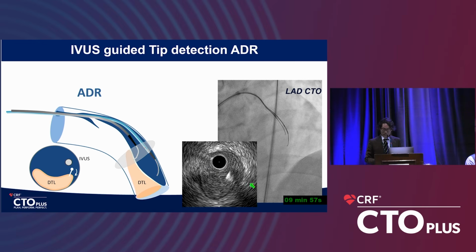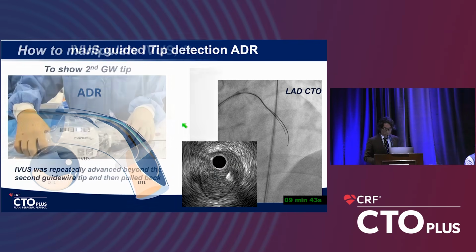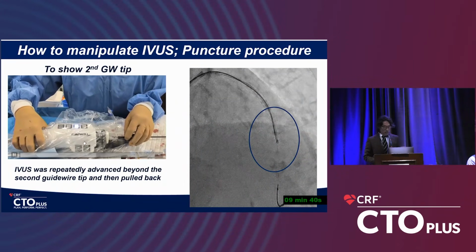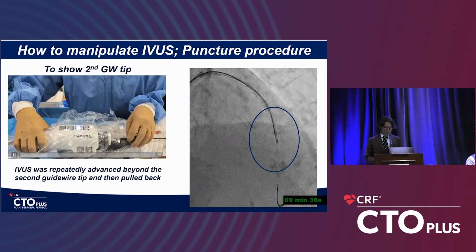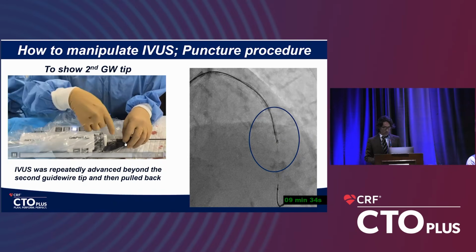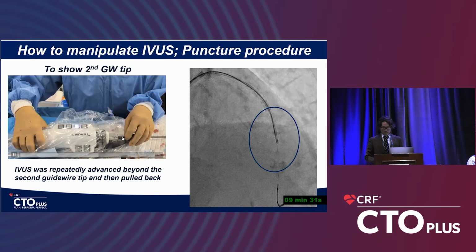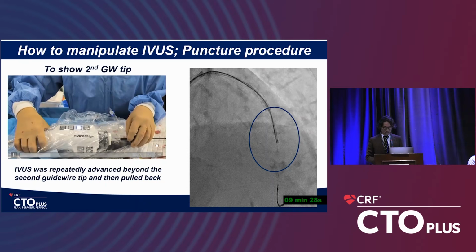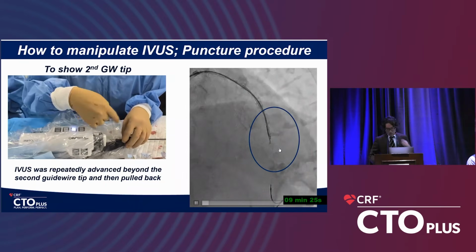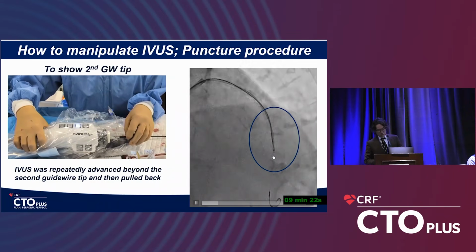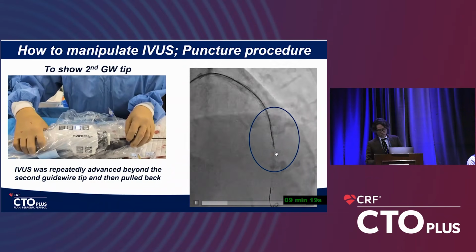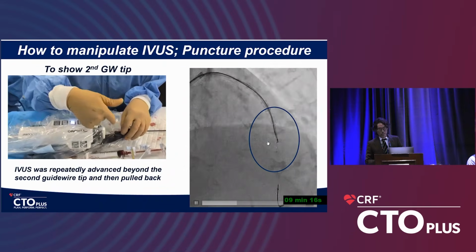From the IVUS guidance, I puncture from the subintimal space to the true lumen. You can see the true lumen at 6 o'clock, and the IVUS is located in the subintimal space. That's why I puncture from the subintimal space to the true lumen. During the procedure, I ask the second operator to navigate the IVUS like this, from distal to proximal, proximal to distal, beyond the second guide wire tip. This is the angiography: back, forward, back, forward.